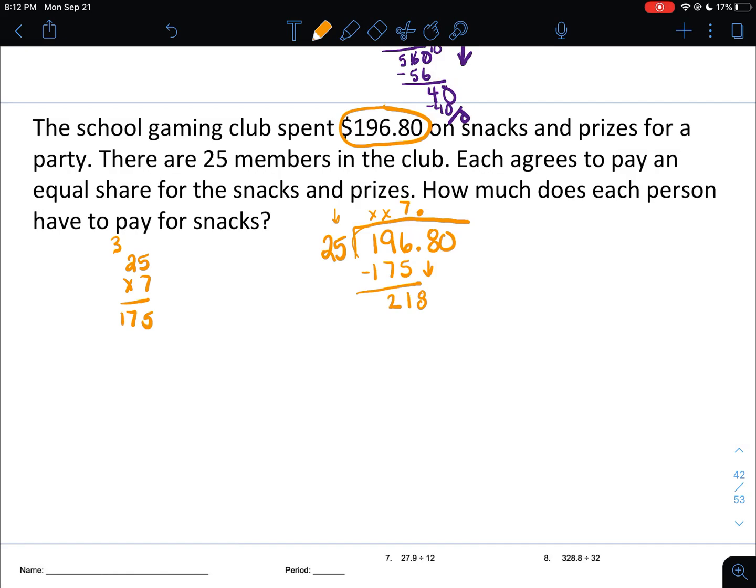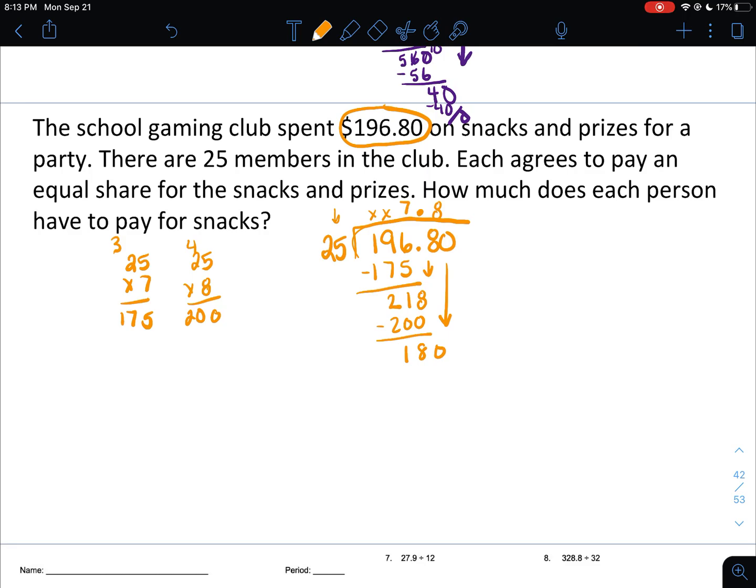So how many times does 25 go into 218? Well, we kind of just talked about how 25 times 8 should give you 200. Yep. So another 25 cents would be 225, so that would go over. So it goes in 8 times, and 8 times 25 is 200. Subtract 8, 1, 0. Okay, bring down the 0.